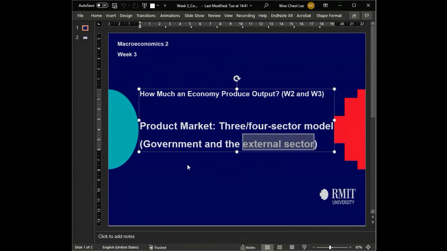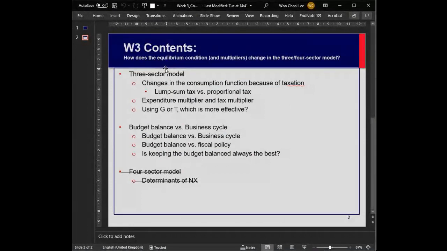So the main question today is still the same. How much output does an economy produce? We still have the same question. Last week we talked about this when we just have household and firms, so aggregate expenditure was equal to C plus I. Now when we have government, how will these conditions change? That will be the main question of today.